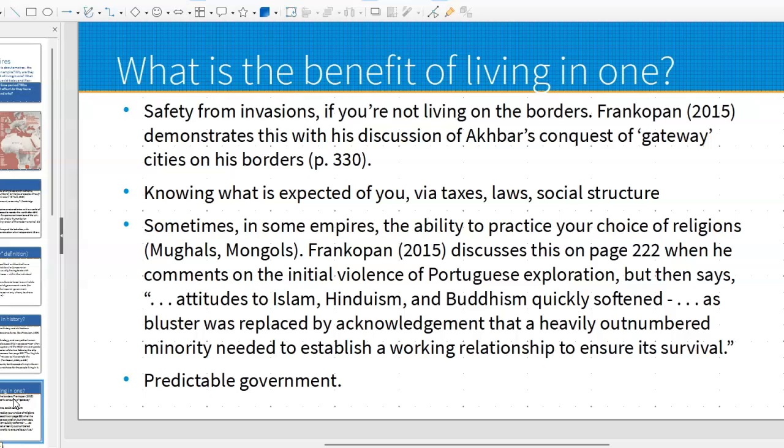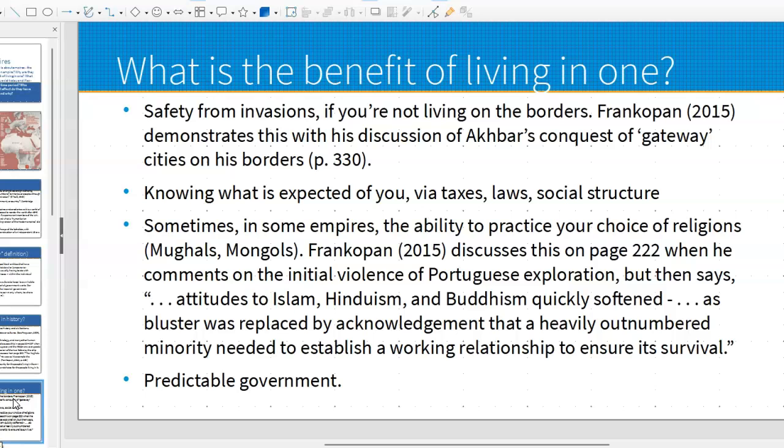Sometimes in some empires, the ability to practice your choice of religions. And again, the Mughals, the Mongols do this. Frankopan discusses this on page 222 when he comments, and I do like this, about the initial violence of the Portuguese exploration, but then says that attitudes to Islam, Hinduism, and Buddhism quickly soften. And he compares that to the Crusades and the Crusader kingdoms that emerge, which aren't part of what we do in this course. But then he goes on, as bluster was replaced by acknowledgement that a heavily outnumbered minority needed to establish a working relationship to ensure its survival.